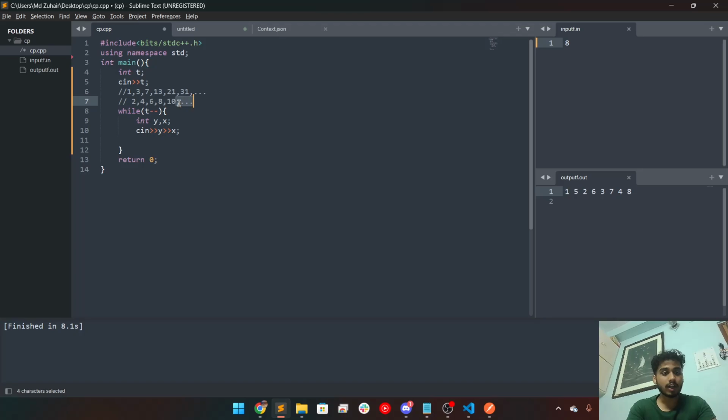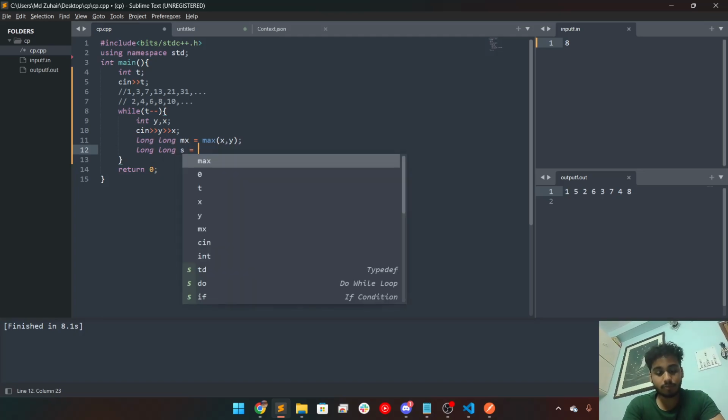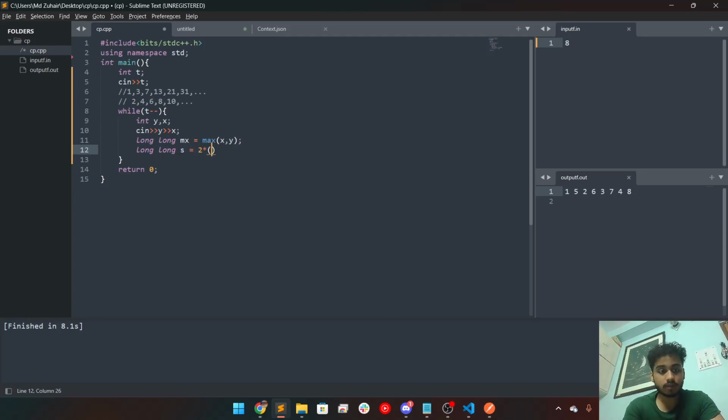For the sixth value, I need the sum of these, right? So first of all, we need to find out the maximum of x comma y. Now for that value, let's write everything in long. I'll suggest long. S would be 2 times mx minus 1 into mx by 2.